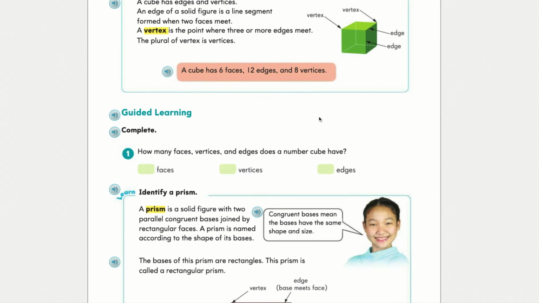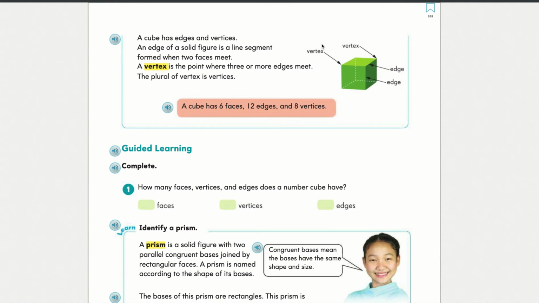A cube has edges and vertices. An edge of a solid figure is a line segment. So this right here is an edge. This right here is an edge. This is an edge. All of these areas where the two sides meet are an edge, which is a line segment. A vertex is the point where three or more edges meet. The plural of vertex is vertices.